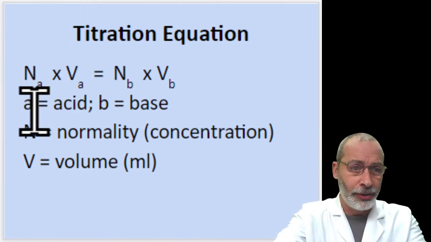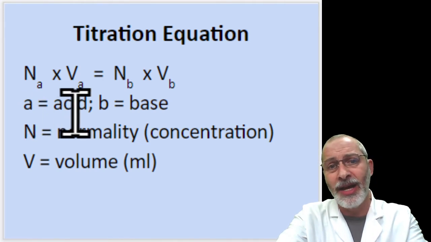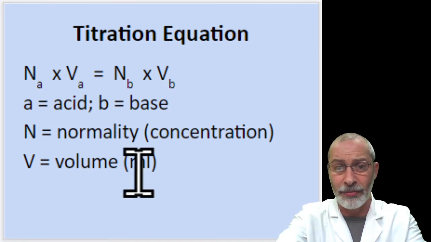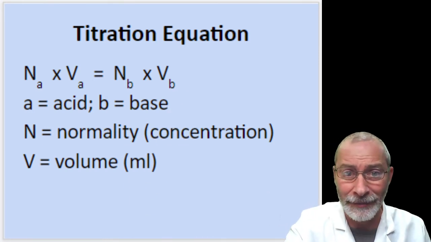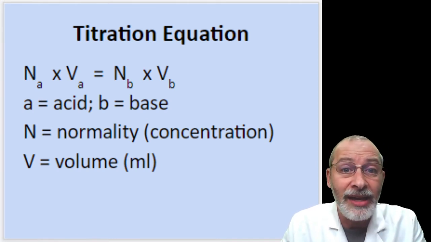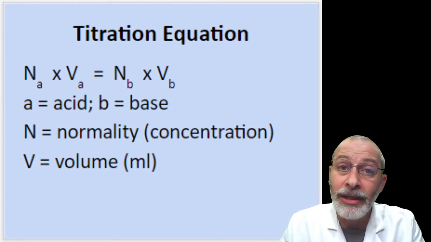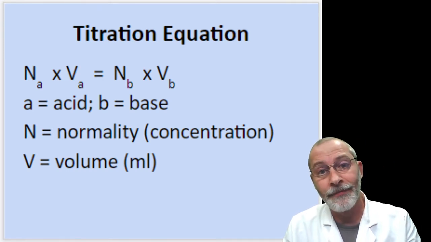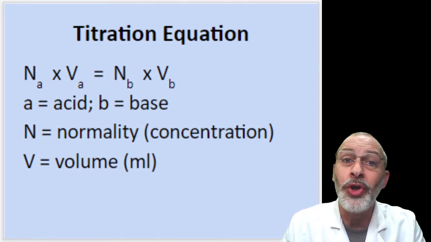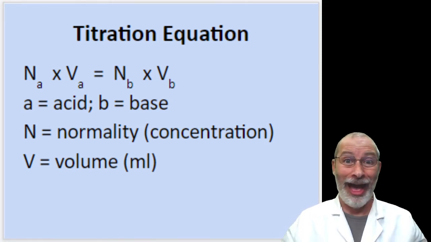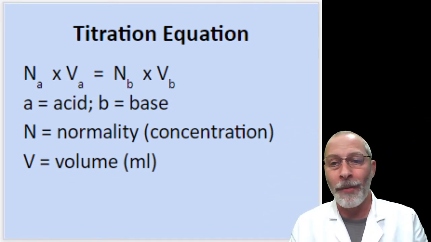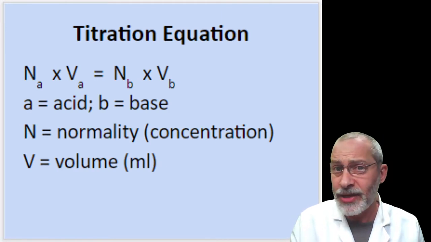First, I'll read it to you, and it says N sub A times V sub A equals N sub B times V sub B. Well, what the heck does that really mean? Well, if you look at the little key, the guide down below, the little a is referring to the acid, the little b is referring to the base. The capital N is a word called normality. I don't know anything about that. No, normality is something that I don't possess.